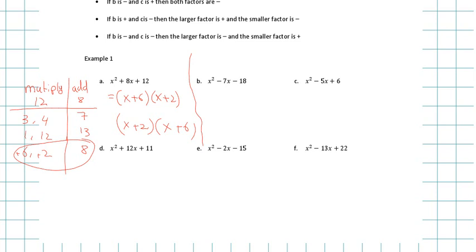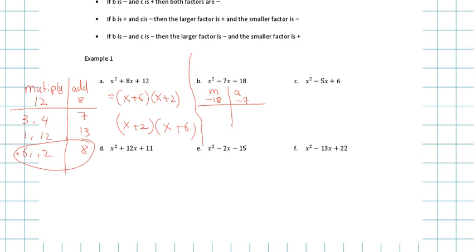So we're looking for two numbers that multiply to what? 18. Negative 18. So multiply to negative 18 and add to what? Negative 7. So what multiplies to negative 18? 6 and 3. Now, okay, eyes on me. Both of them are negative, so where do I go?